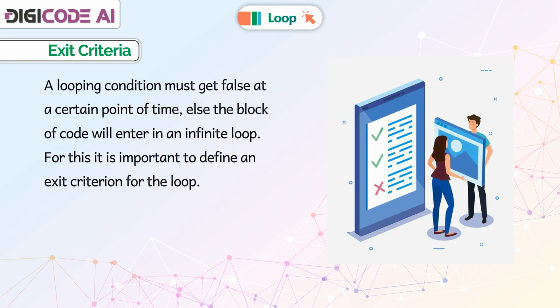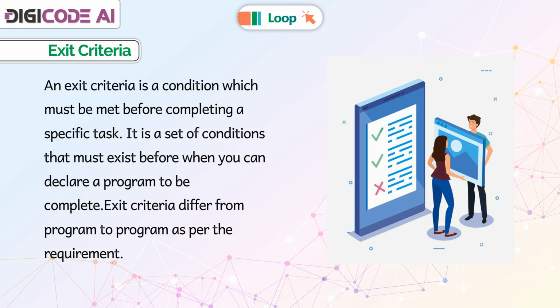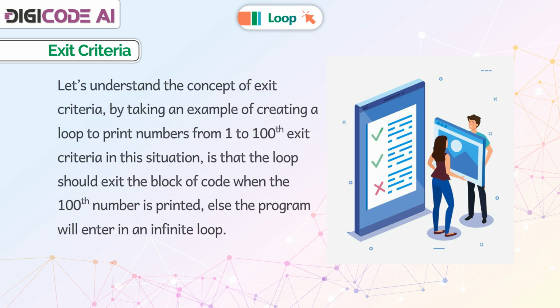Exit criteria. A looping condition must become false at a certain point of time, else the block of code will enter an infinite loop. For this, it is important to define an exit criterion for the loop. An exit criteria is a condition which must be met before completing a specific task. It is a set of conditions that must exist before you can declare a program to be complete. Exit criteria differs from program to program as per the requirement.